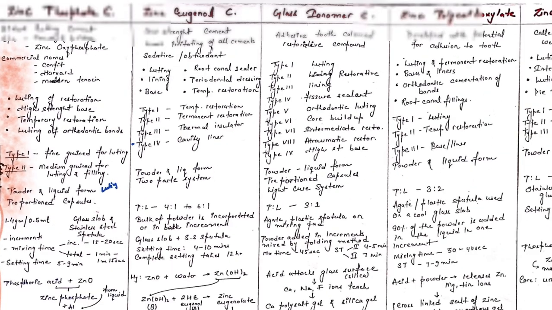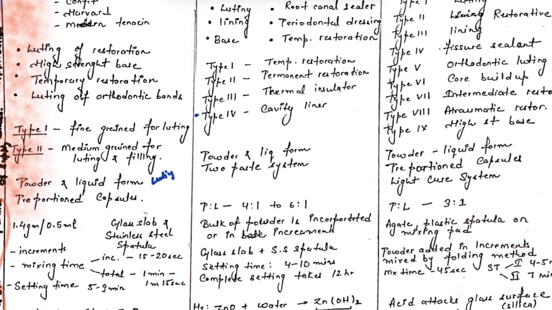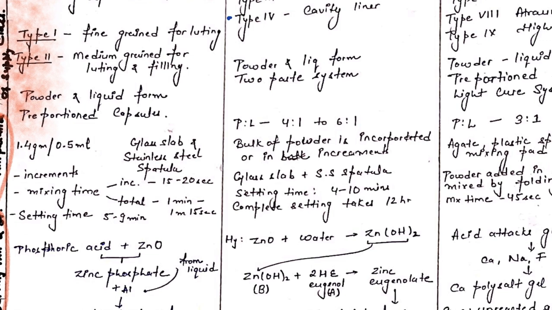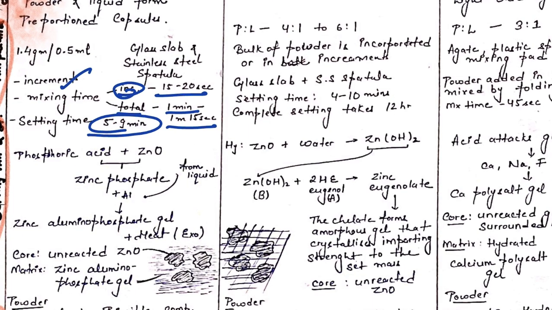There are some other things you need to remember, that because the reaction is exothermic, you should ideally be using a cool glass slab, okay? You shouldn't have any water droplets on your glass slab, because that makes the setting faster, okay? So I have written down that you need to mix in increments. The mixing time for each increment is about 15 to 20 seconds, and the total mixing time is 1 minute to 1 minute 15 seconds. Okay, the setting time is 5 to 9 minutes, and I told you the procedure already.